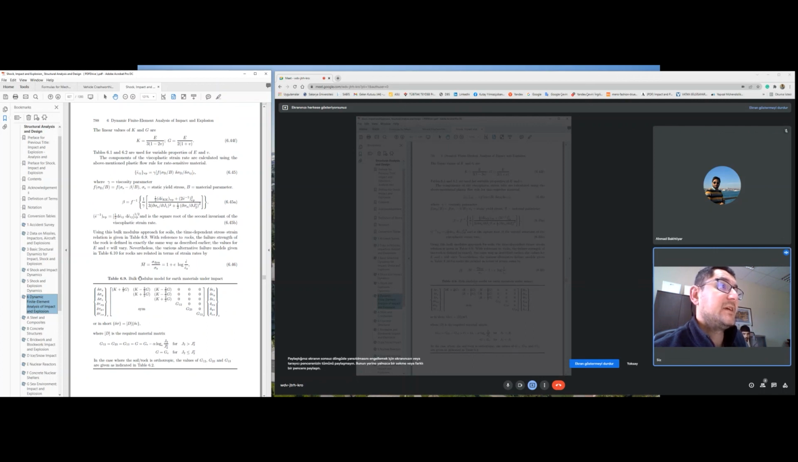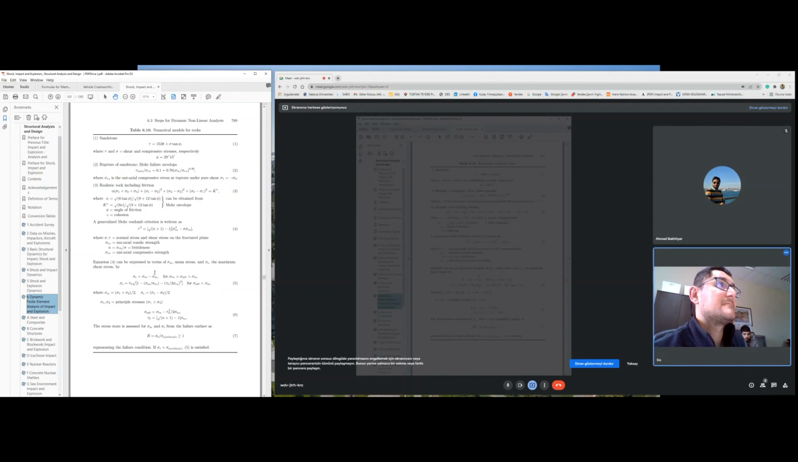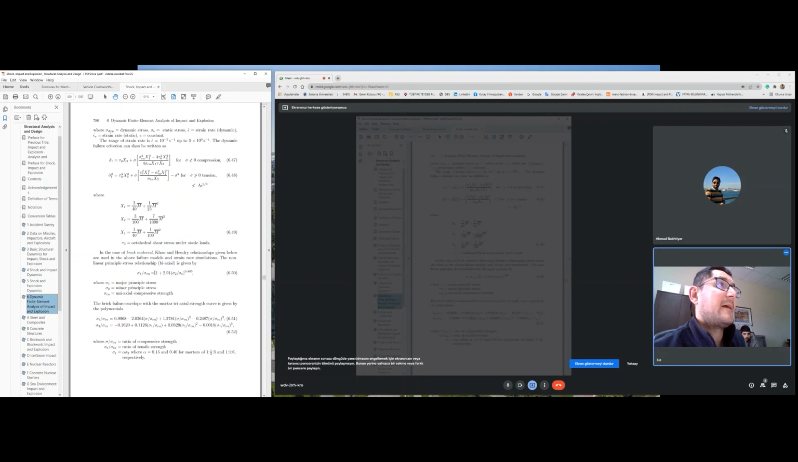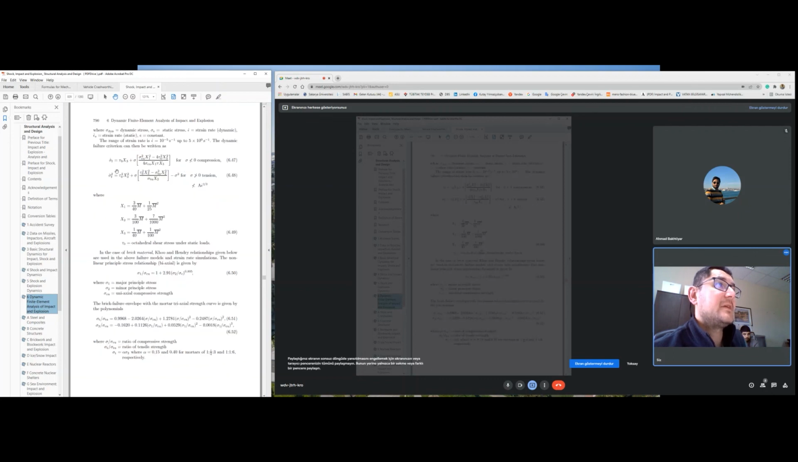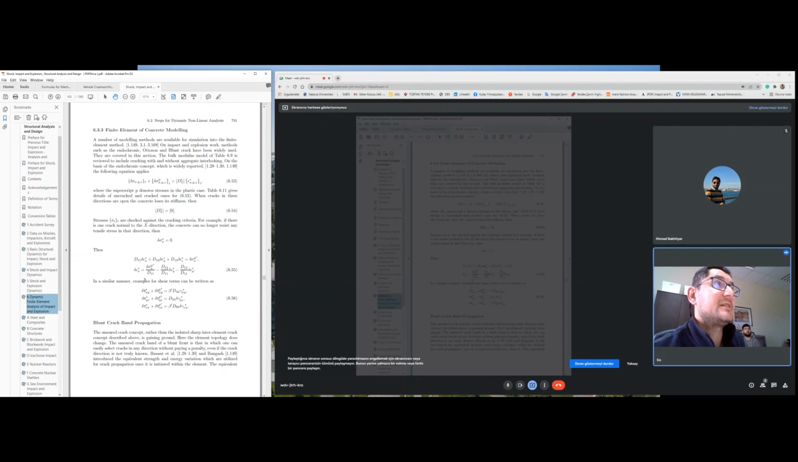It continues, again creating the tensorial definition. Stress vector, strain vector, and material matrix. Sometimes stiffness matrix, sometimes compliance matrix. And this one is also covering some nonlinear deformations, nonlinear descriptions also.